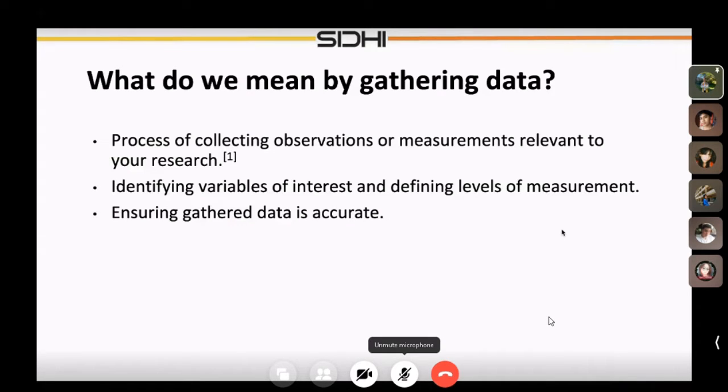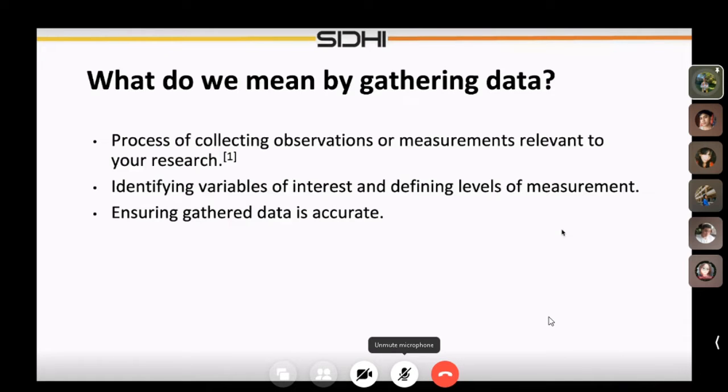Next, it may also be in the form of identifying variables of interest and defining levels of measurement. So what do we mean by defining levels of measurement? Sometimes data comes in many forms. There is text data, there are images. It's not just black and white, just numbers kind of data. You would sometimes have to deal with images and what we call qualitative forms of data.